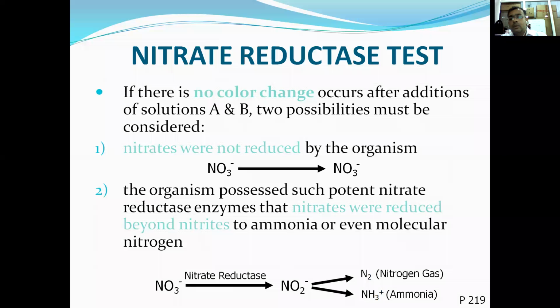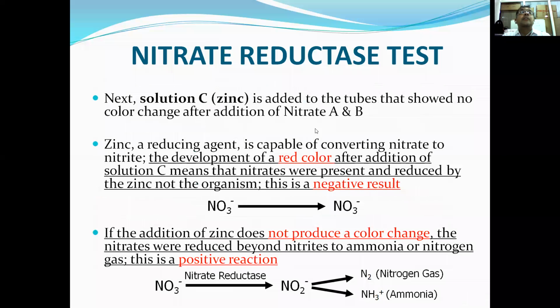So what we are doing in the subsequent step is adding solution C. Solution C is generally zinc dust. Okay, so we are adding a pinch of zinc dust to that particular broth in which we had already added solution A and solution B, but we could not observe the red color.